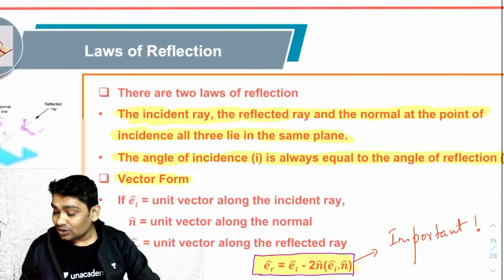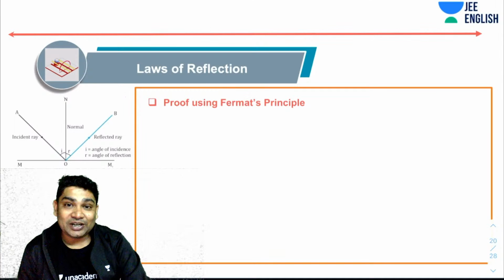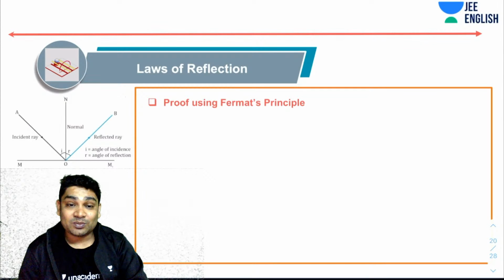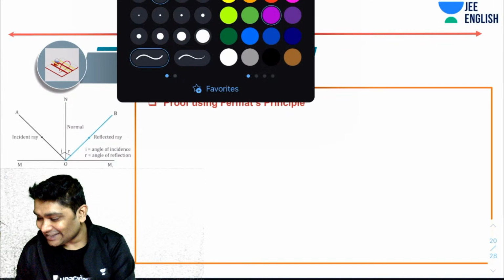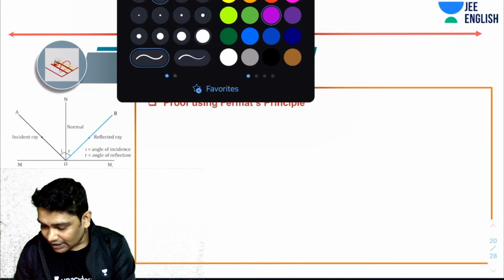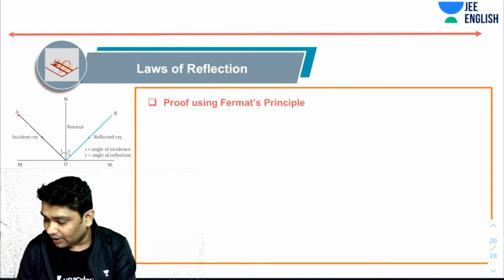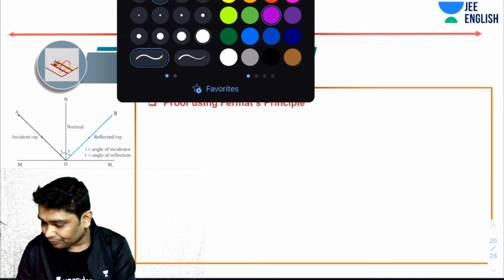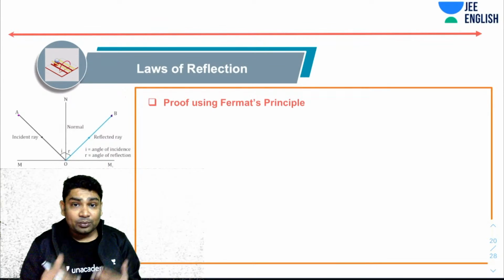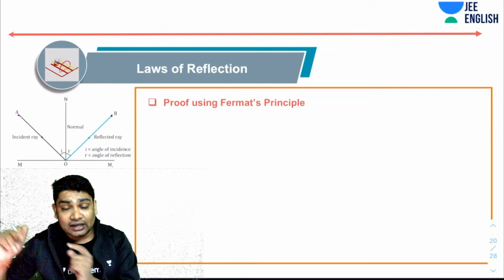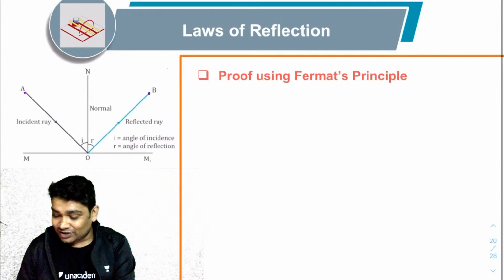Remember this. Now let's try and prove the laws of reflection using Fermat's principle. Again, this is going to be something new for you guys. So let's see what we are talking about. As I said, let's take up a point A, and let's take up a point B here. Let's say that light has to travel from A to B and has to do so after reflecting once. So there are so many paths which are possible.